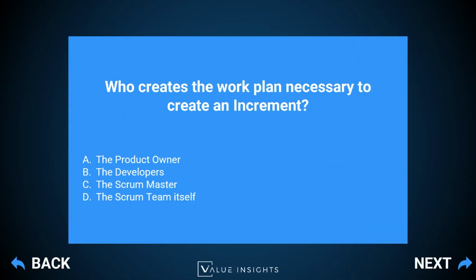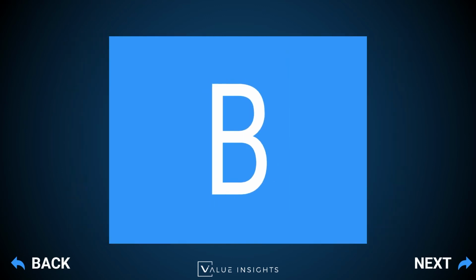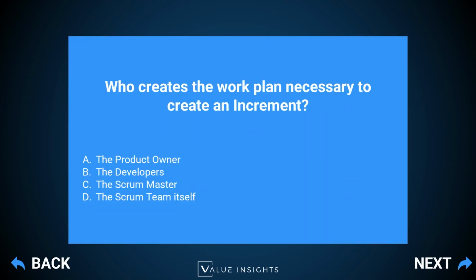Let's have a look at the next question. Who creates the work plan necessary to create an increment? A, the product owner, B, the developers, C, the Scrum Master, or D, the Scrum team itself. Okay, so our answer here is B. Maybe we have to give a little bit of context, as very often people will think, hey, plan, this should be on the product owner, but here we talk about an increment.